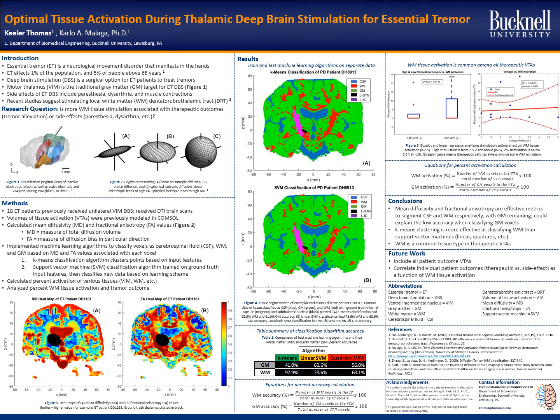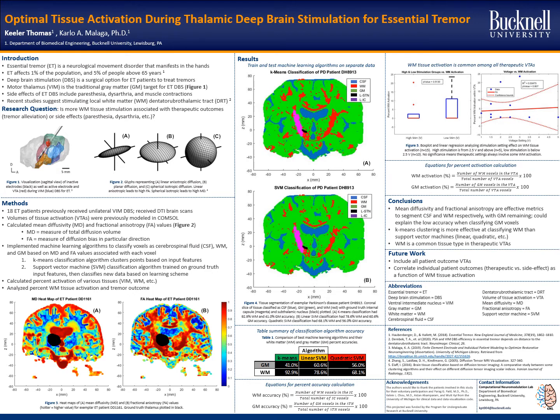My project is about the optimal tissue activation during deep brain stimulation of the thalamus in patients with essential tremor. Essential tremor, or ET, is a neurological movement disorder that primarily manifests in the hands, but can surface as tremor in other extremities as well. Deep brain stimulation, or DBS, is a surgical technique available to ET patients involving implanted electrodes stimulating local tissue.